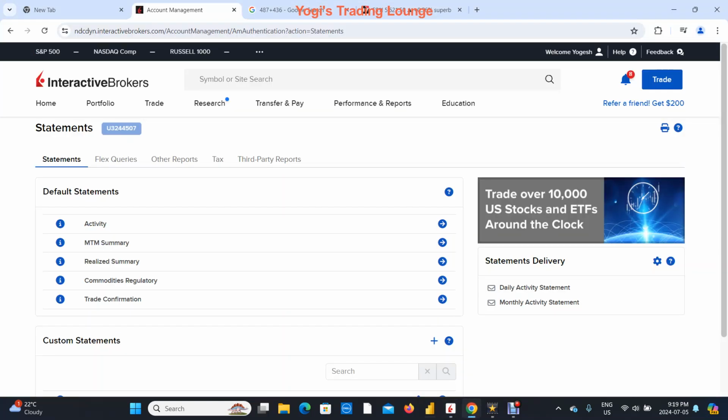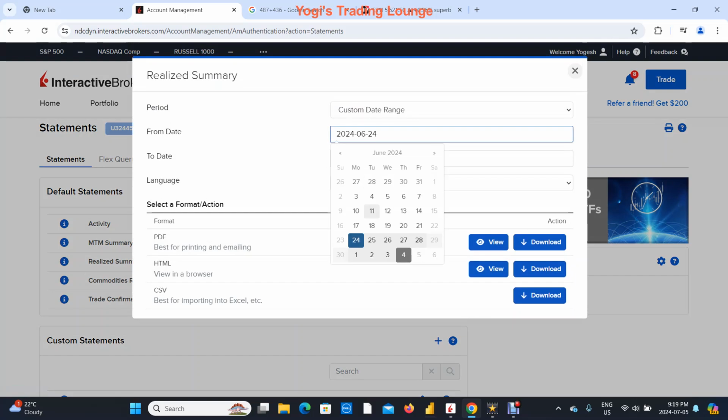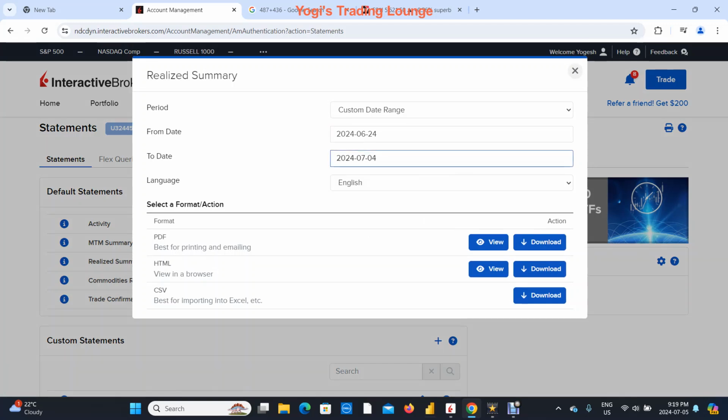First we'll go to my trading account, where you can see various reports, and we'll see the realized summary, which gives realized and unrealized profit and loss. I'm selecting the date range from the 24th to the 4th. By default this doesn't give performance for Friday. We'll see that afterwards. Because today is Friday, it gives performance only till yesterday. So let's view it in the browser.